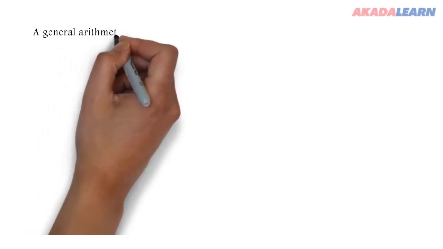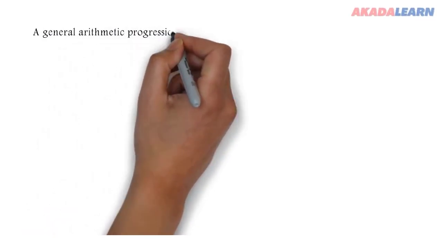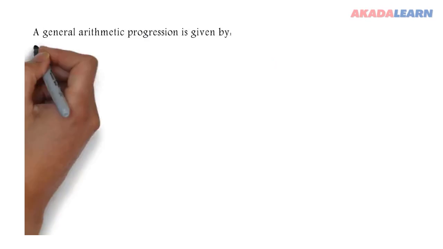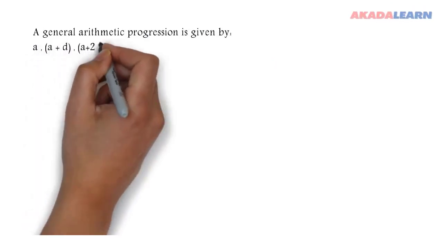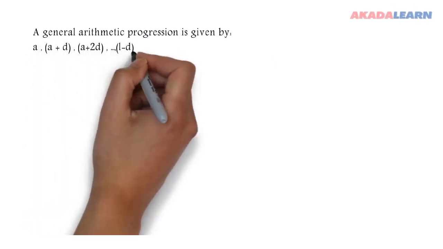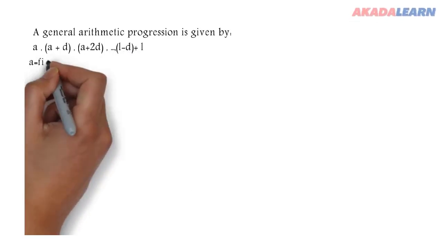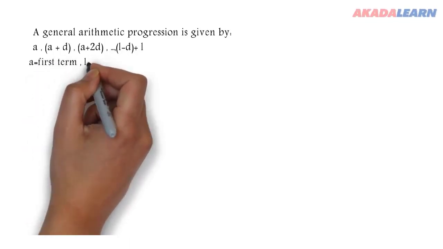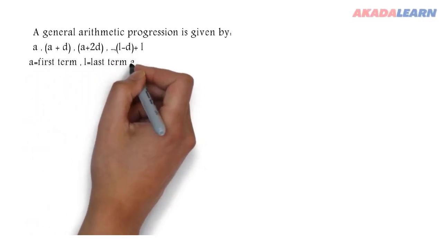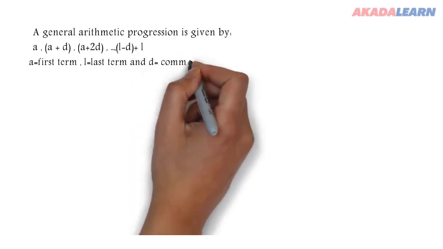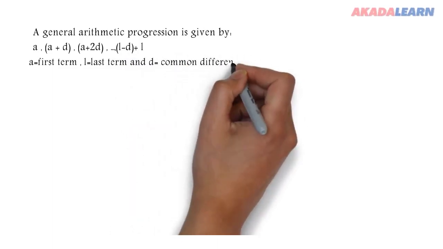So first we are going to see the general form of an arithmetic progression: a, a plus d, a plus 2d, up to l minus d, l. Each of those terms differs by a constant called the common difference. So a stands for the first term, l stands for the last term, and d stands for the common difference.